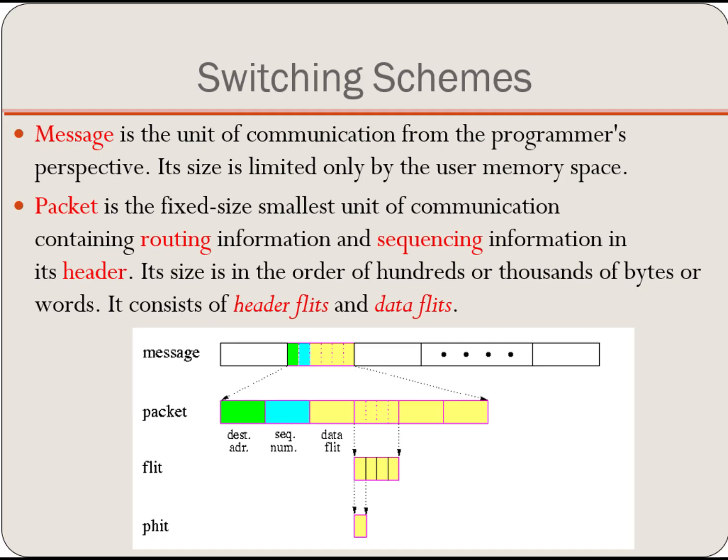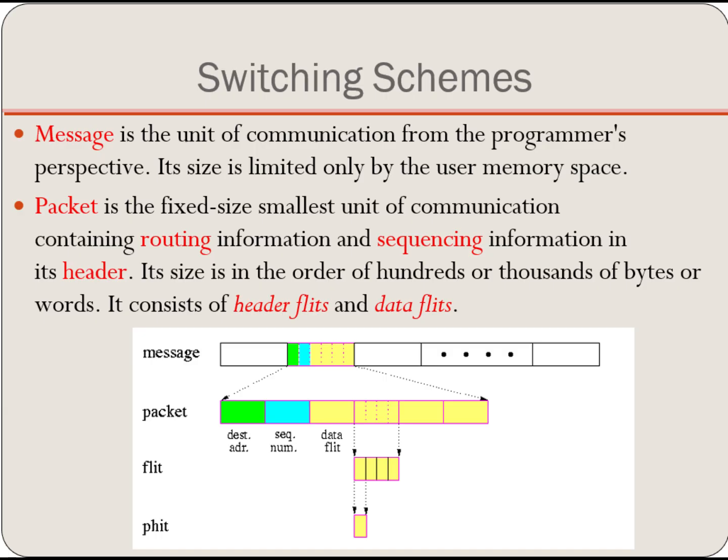The packet usually contains this routing information and sequencing information. The purpose is that different routing mechanisms may need this information. So usually a packet will contain a part we call the header, and inside there you can store this information. And the size is usually in the hundreds of bytes or thousands of bytes of a packet.